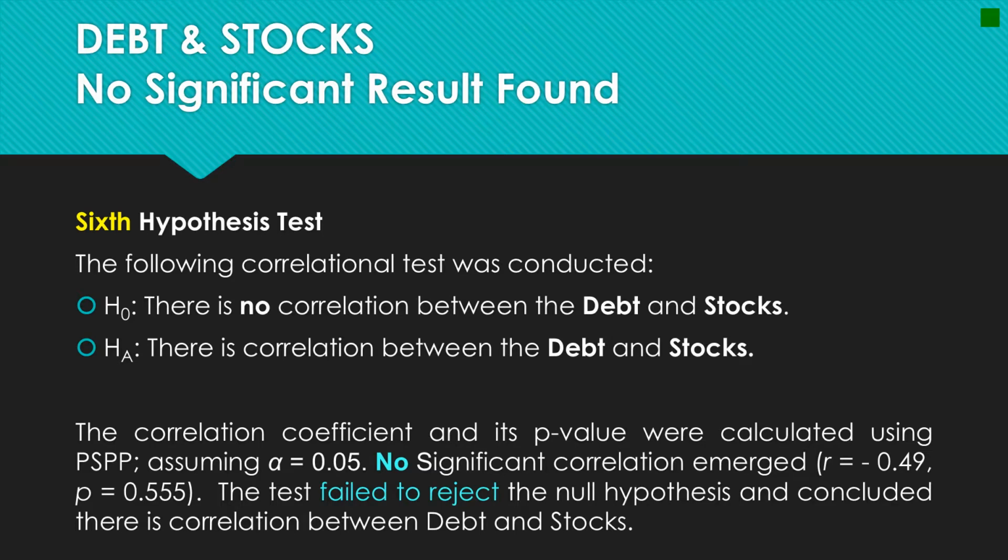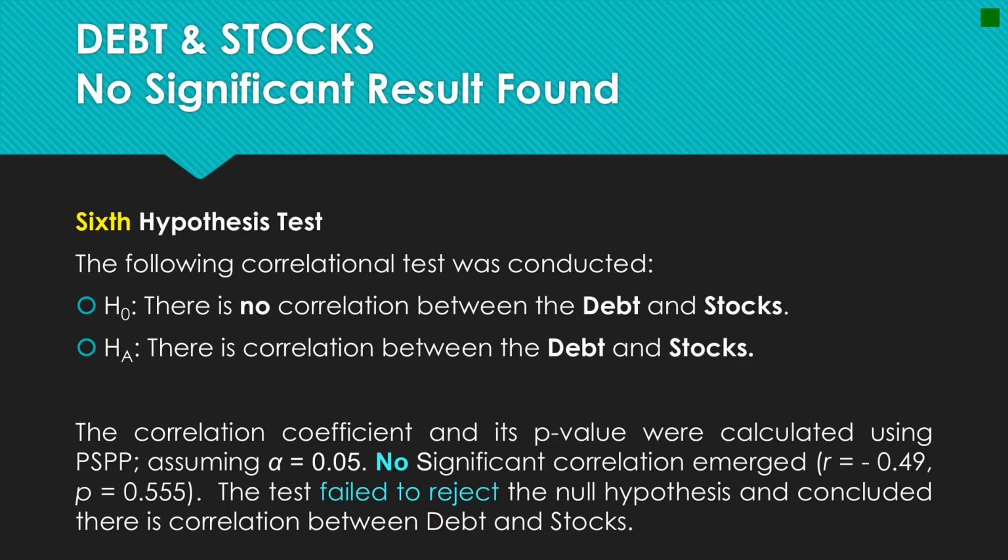Moving on to the next slide, it's between debt and stock. The null hypothesis is that there is no correlation between debt and stocks, and the alternative hypothesis is that there is a correlation between debt and stocks. We calculated the p-value via PSPP, and the alpha here is 0.05. R is again negative, so the line will be decreasing.